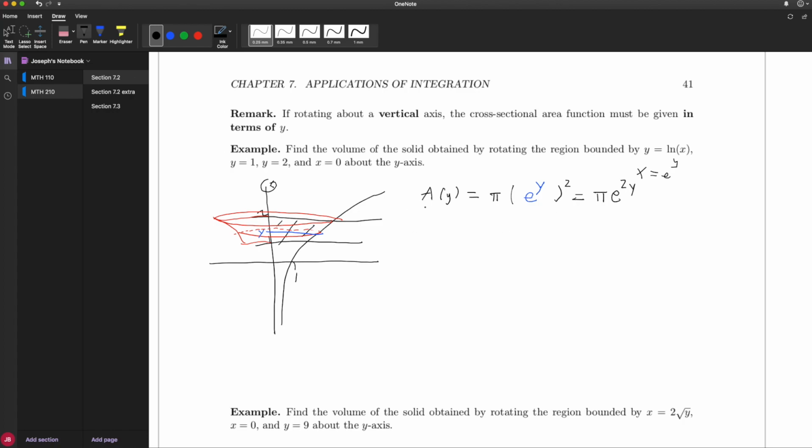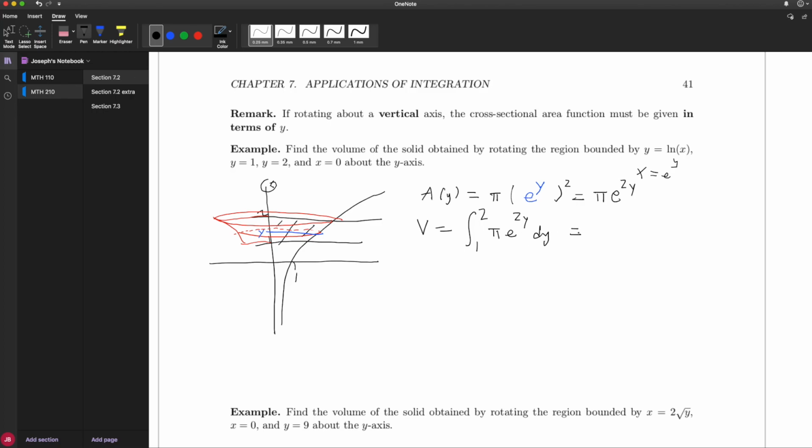Okay. Well, now to find the volume of this solid, we're just going to integrate the area function from its y bounds. Now everything is in terms of y, class. So we go from 1 to 2, A of y dy, A of y, I'll save some imaginary ink again and say that this is pi e to the 2y dy. Okay.